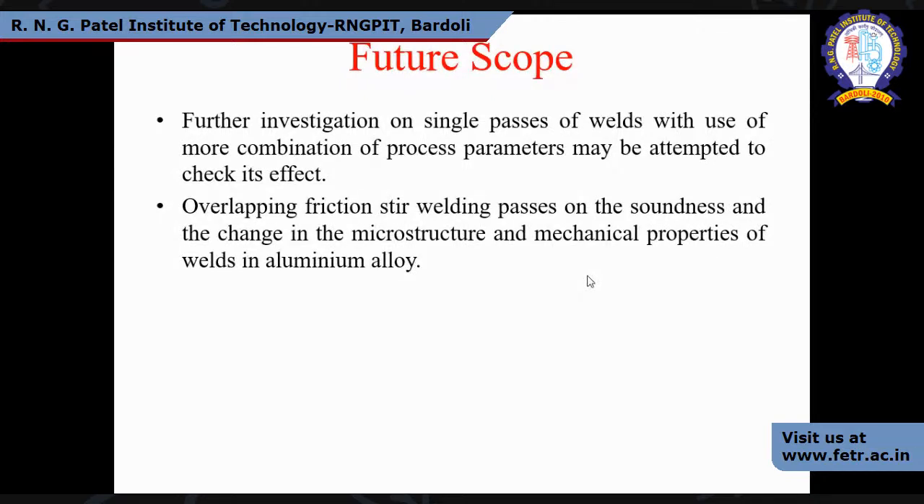Then another future scope is overlapping friction stir welding passes, and their effect on the soundness and the changes in the microstructure and mechanical properties of the weld in aluminium alloy. After carrying out one experiment, welding is done from left-hand side to right-hand side, taking into consideration both the advancing side and the retracting side. If we do multiple passes with overlapping of a single pass, which is called multiple pass FSW, at that time how does the microstructure react, and how are the mechanical properties like tensile strength and hardness, or the axial force, affected in the welded material.